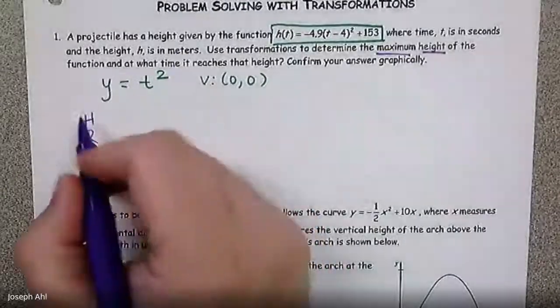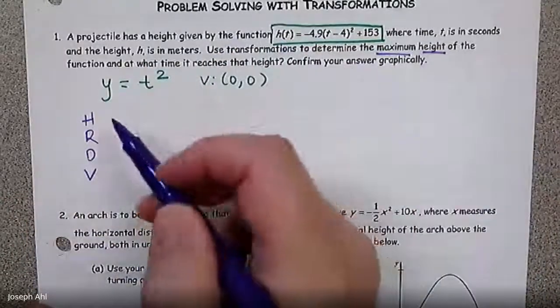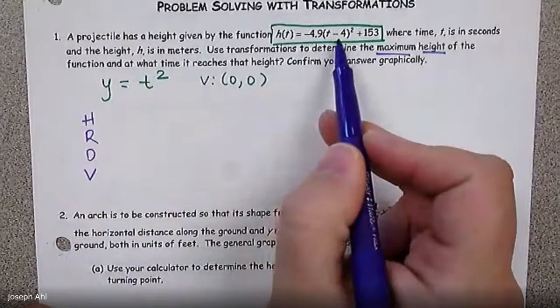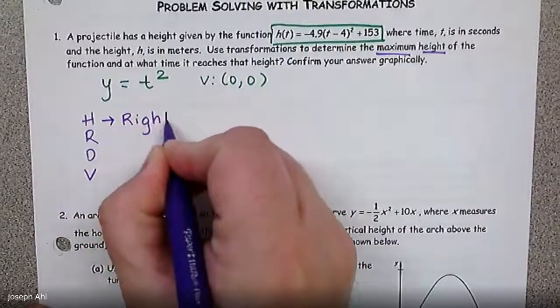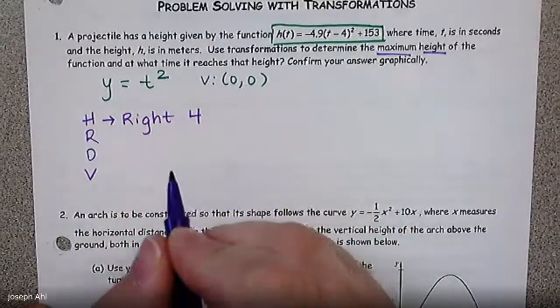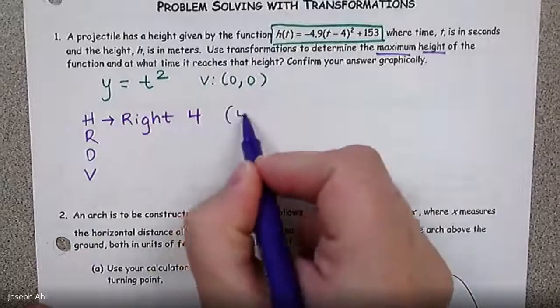So let's talk about horizontally what's happening here. Is there any horizontal shifting to the left and right for HRDV? And there is, right? Horizontally, the t minus 4 is going to move us to the right 4 units. So since we're moving to the right 4, the vertex (0, 0) is now at the point (4, 0).